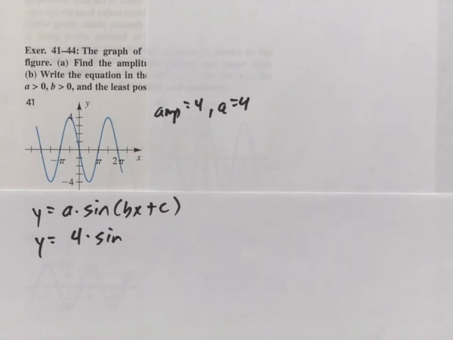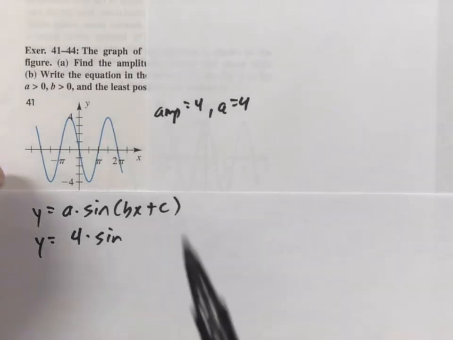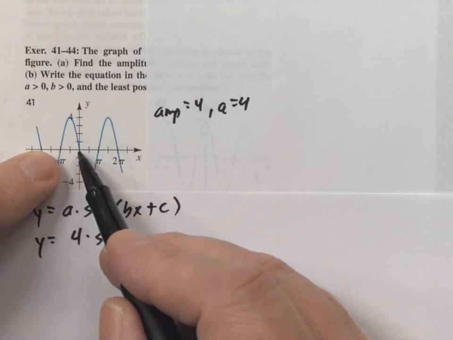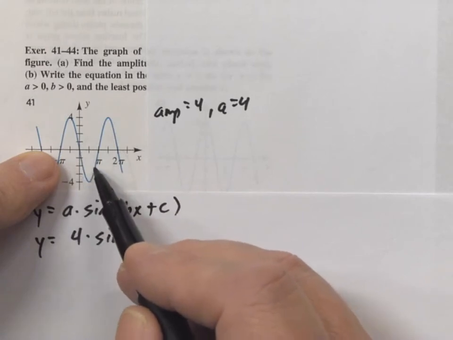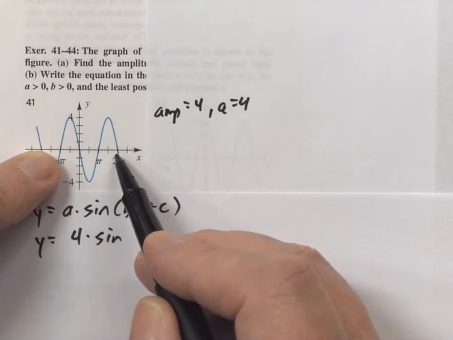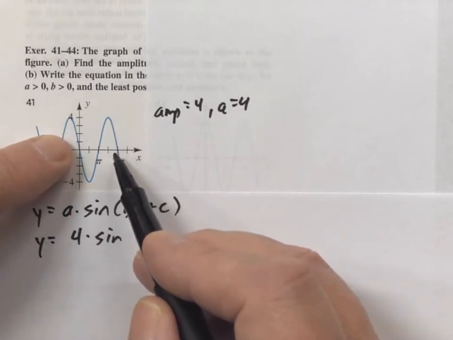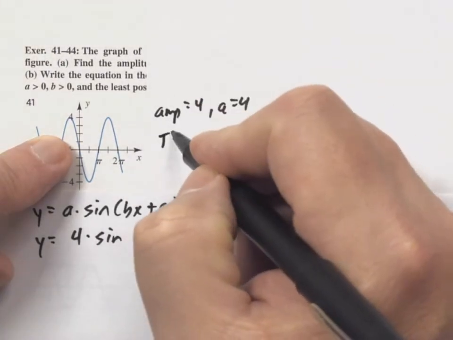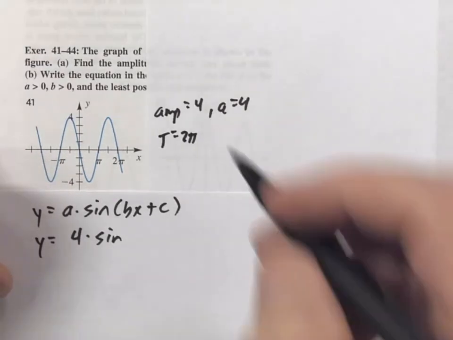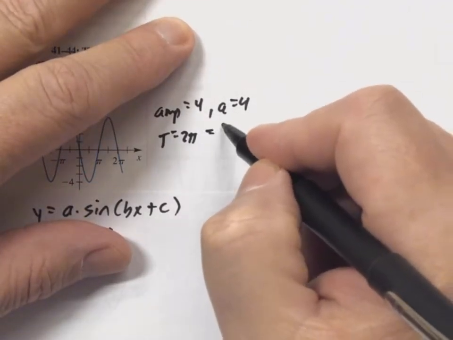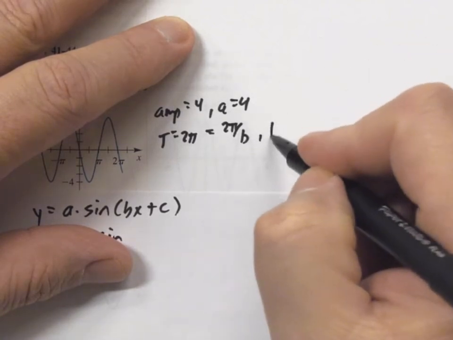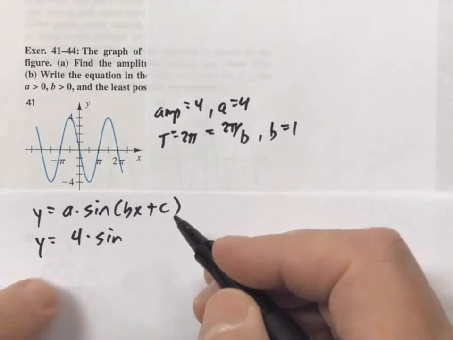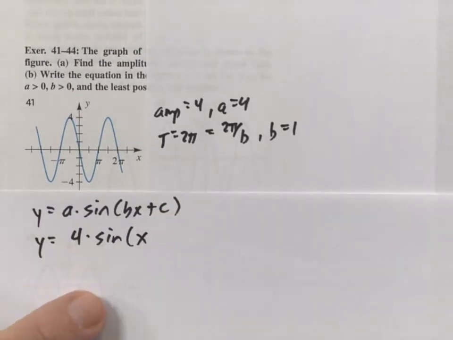Now, the period is also not too difficult. What I normally do is I like to start out when x is 0 and then see how far I have to go until it starts to repeat. So now it's going low, high, and it gets back to 0 and it's going low again. So it looks like this is where it repeats. We went from 0 to 2 pi. Looks like the period is 2 pi, but I know the period is 2 pi over b. Well, that's pretty easy to solve. Looks like b has to be 1. So if I plug in 1 for b, now I need to figure out c.